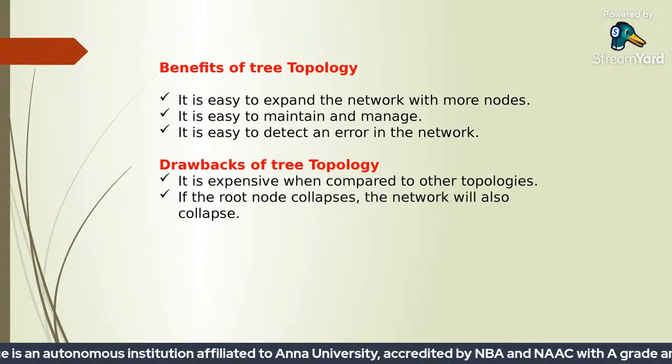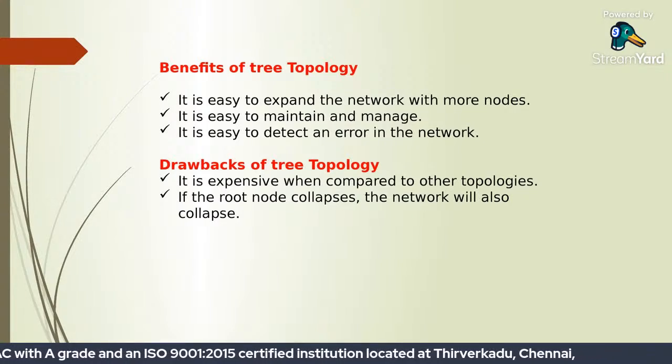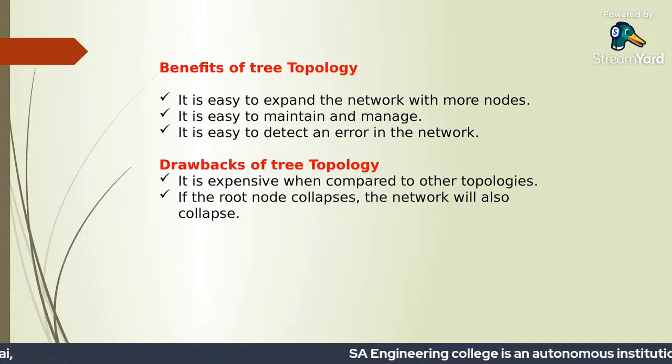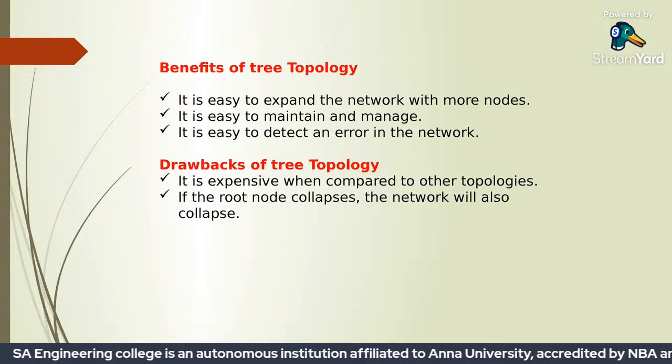Benefits of tree topology: it is easy to expand the network with more nodes. The tree topology will be in a tree form. There will be a root node, and the remaining nodes are connected, forming a tree structure. So we can expand just as many nodes as we want to install, and it is easy to manage and maintain, and errors can be easily detected in this network.